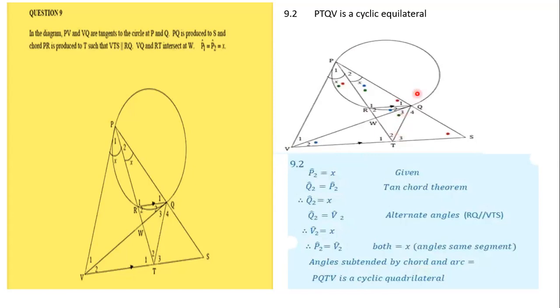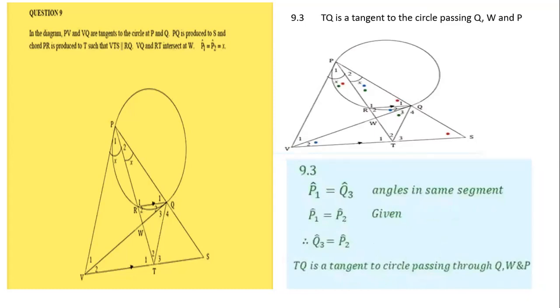So from the properties of a cyclic quadrilateral, when the angles are suspended by the same chord, that is one of the properties of a cyclic quadrilateral. Then now we've proven that PTQV is a cyclic quadrilateral, right? So then you have your marks, and you are done with question 9.2. Then let's move on to the last question.